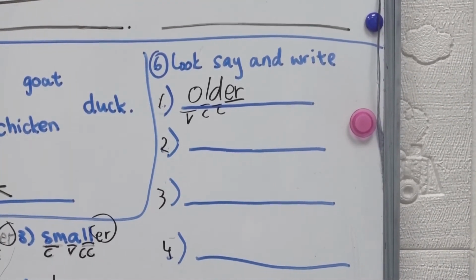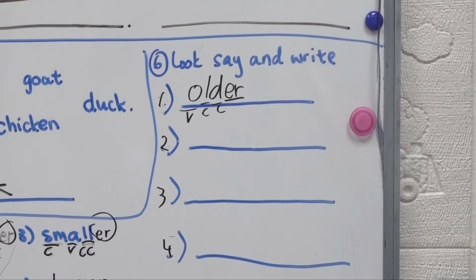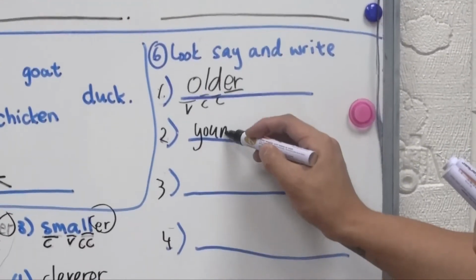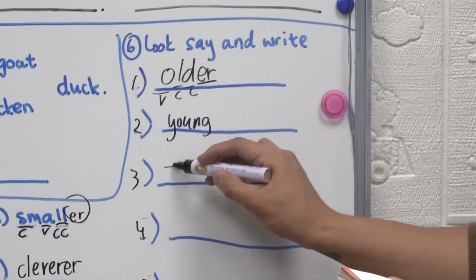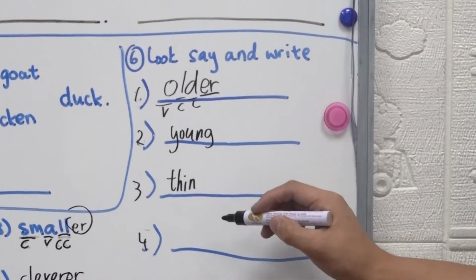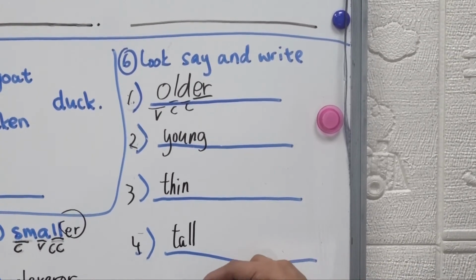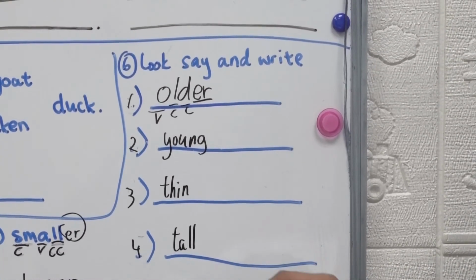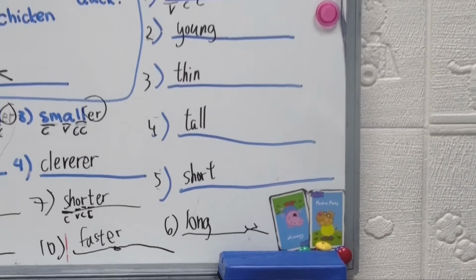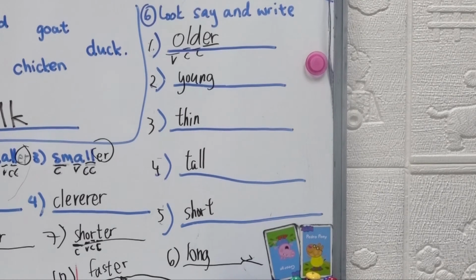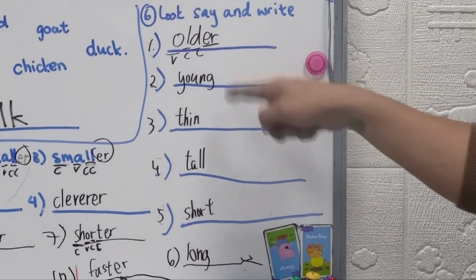Now for the next words, we have to look at the photo, okay? The first question for you to do is the word young. The second one is the word thin. The next one is the word tall. Number 5 is short. And then number 6, the word is long. So we've already written down all of these words, but let's try to read the question, because reading the questions will help us understand. These are not the answers yet, just the words in the bracket.